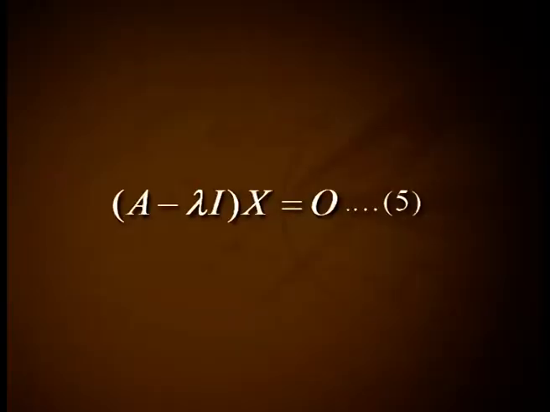Now, let lambda be a characteristic root of an n square matrix A. Consider the matrix equation (A minus lambda I) x equal to 0, equation 5. Every non-zero solution of this equation is a characteristic vector of the matrix A corresponding to the characteristic root lambda. Let r be the rank of the matrix A minus lambda I, then the equation possesses a linearly independent system of n minus r solutions.